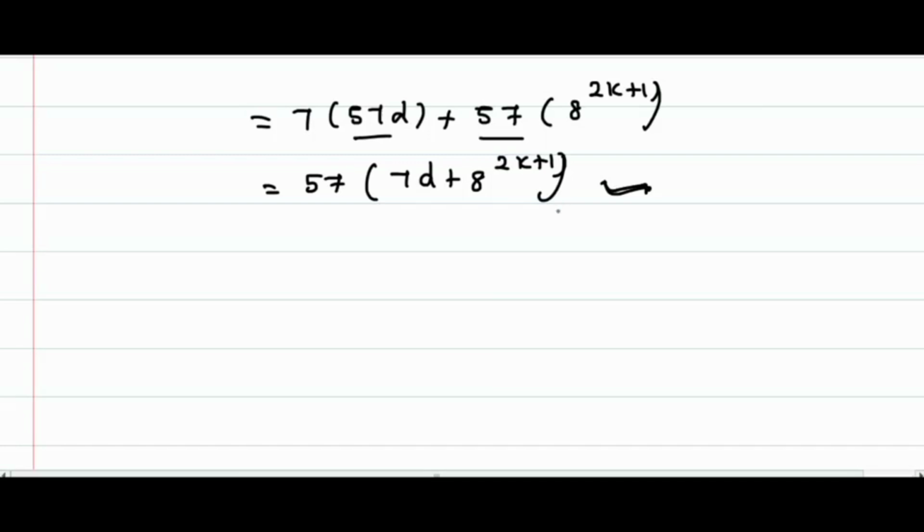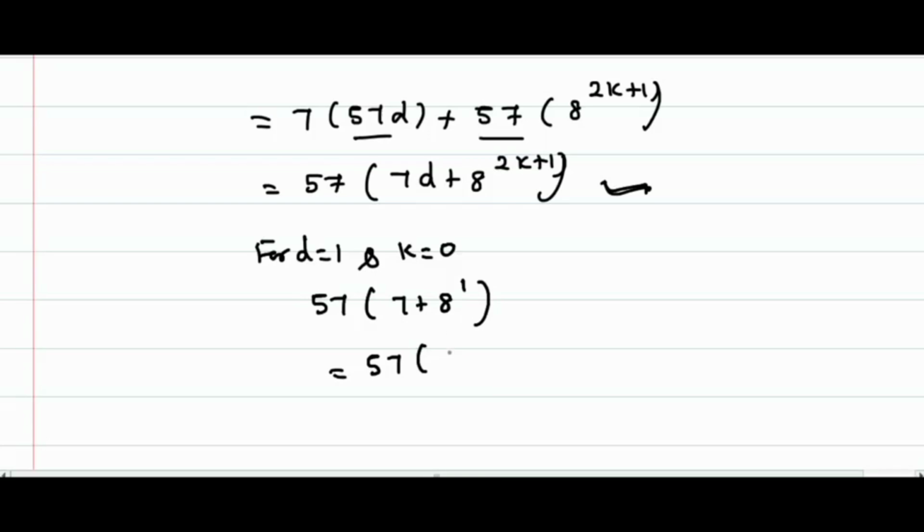Now we are going to verify this term is divisible by 57 or not. For example, we consider d equal to 1, any natural number, and k equal to 0. We substitute d equal to 1 and k equal to 0 in the expression. We get 57 into (7 plus 8), which is 15. So 15 into 57, you get some number. That number is always divisible by 57, because you get a multiple of 57 only. Therefore, this term is divisible by 57.